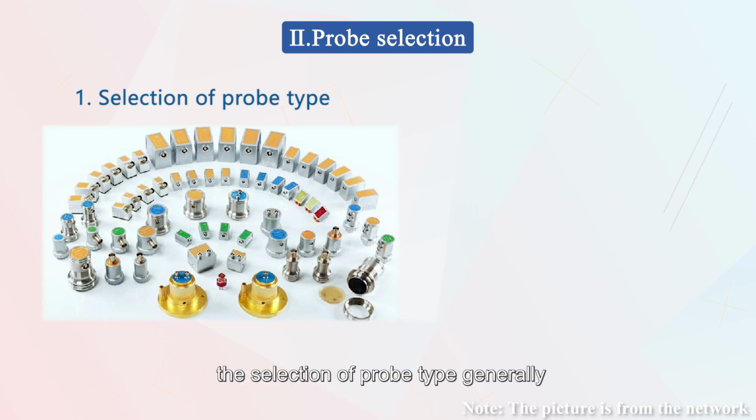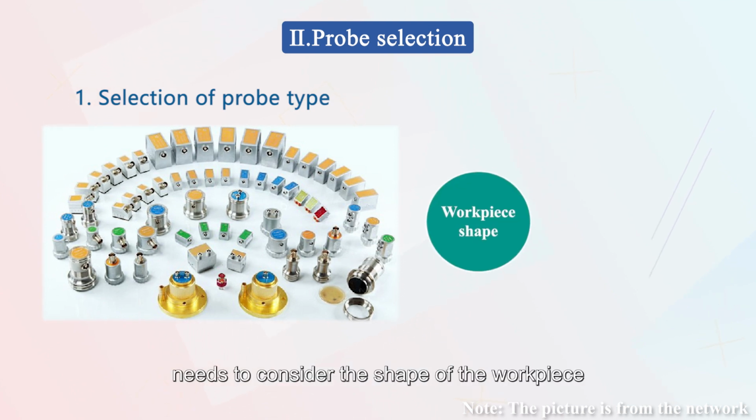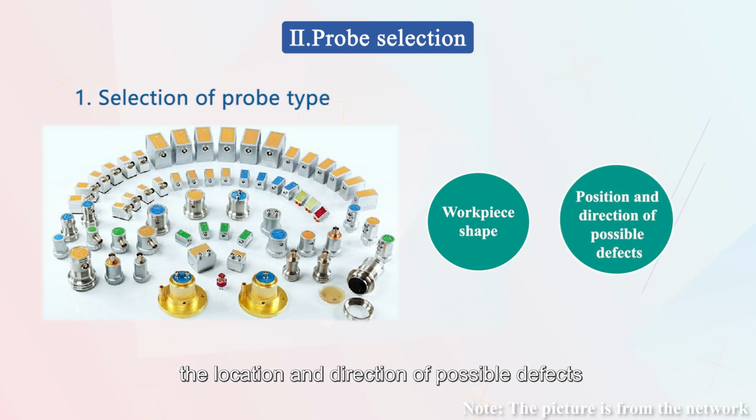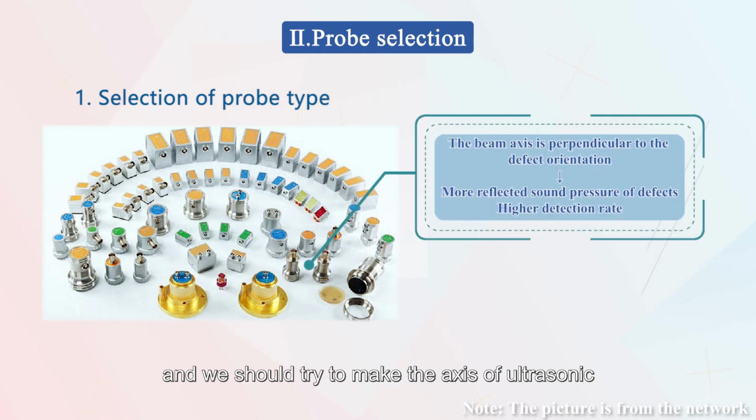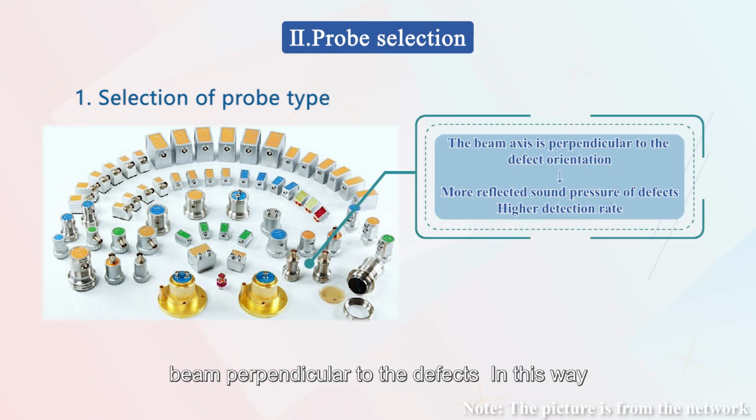To sum up, the selection of a probe type generally needs to consider the shape of the workpiece, the location and the direction of possible defects, and we should try to make the axis of the ultrasonic beam perpendicular to the defects. In this way, stronger defect reflection sound pressure and a higher defect detection rate can be obtained.